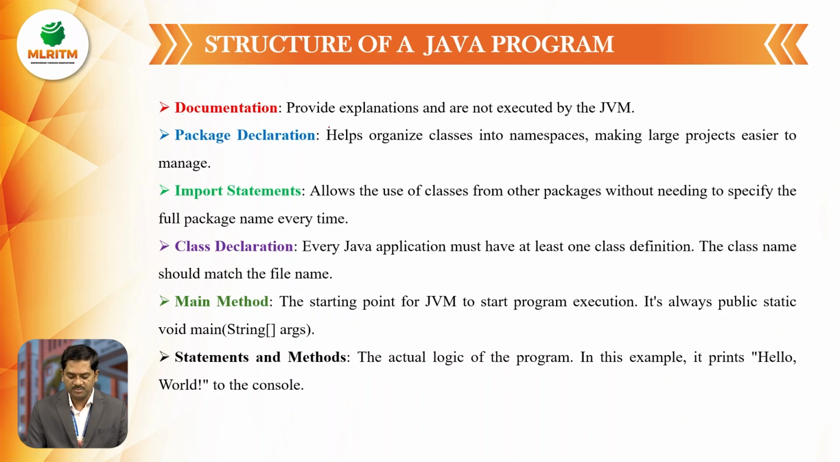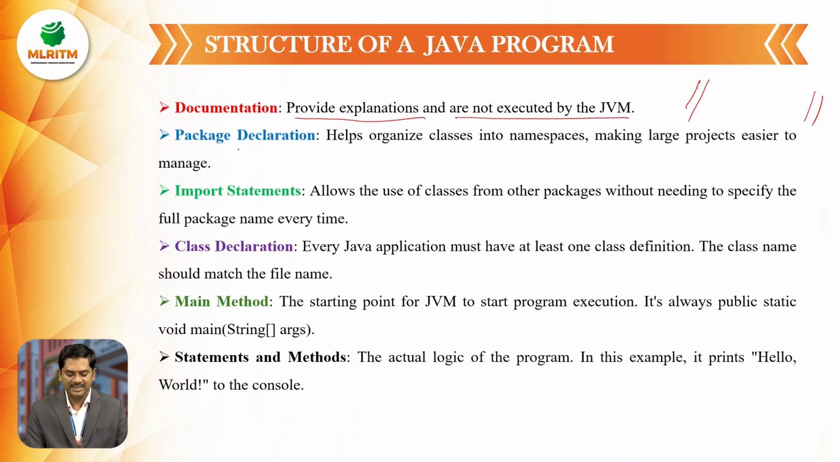It clearly gives the explanation part, and it is not executed by Java at all. It is written with two slash lines. It is only for reading and explanation purposes, not for execution. It will not come under the execute part. So the documentation is defined in Java with two double slashes. We start with two slashes and end with two slashes.